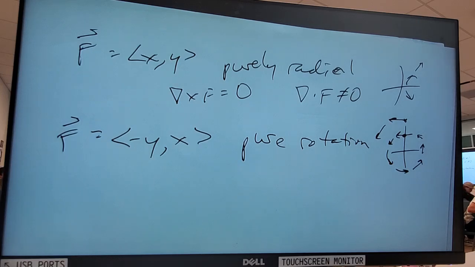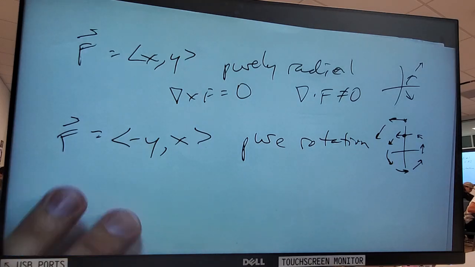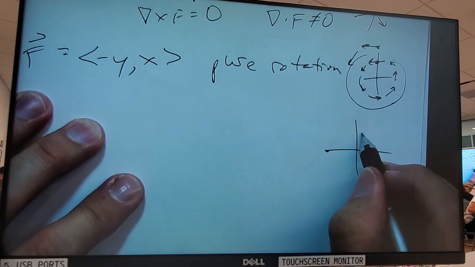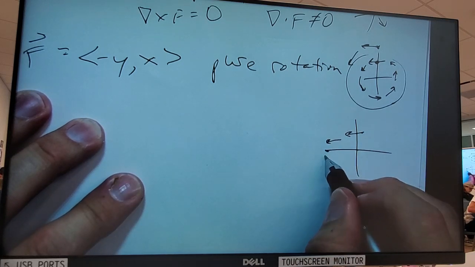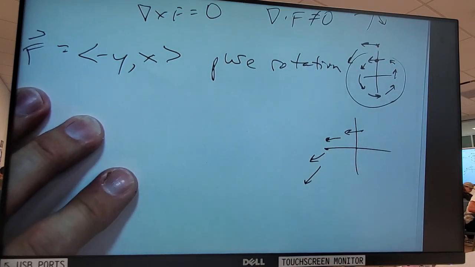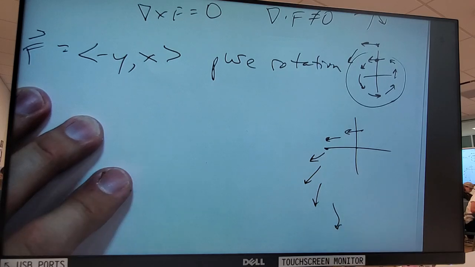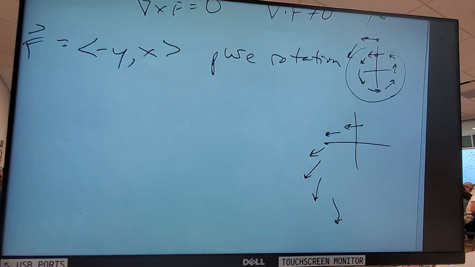So for a random vector field, it's probably going to have neither one of these zero. So it's got a little bit of rotation and it's got a little bit of divergence. So an example of that would be something like this, except it's kind of going like this. Do you see how the rotation is happening, but it's getting further away at the same time? So it's got a little bit of curl, a little bit of rotation, and a little bit of divergence, a little bit of getting away.